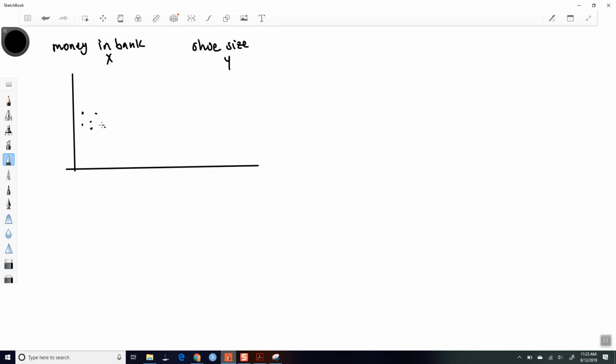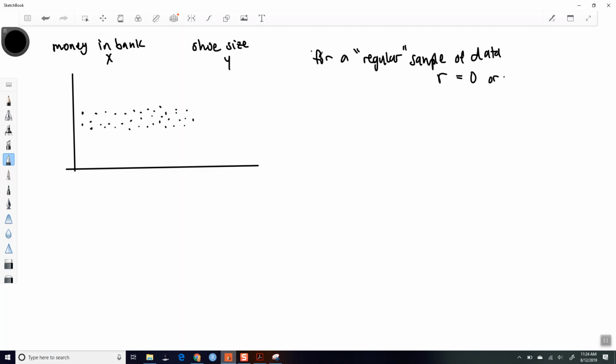So we graph our data. You've got people with big feet, people with small feet, and people have different amounts of money. Okay, so for a regular sample of data, and regular in quotes because I don't know what that means, but a regular sample of data, R is equal to 0 or very close to it.